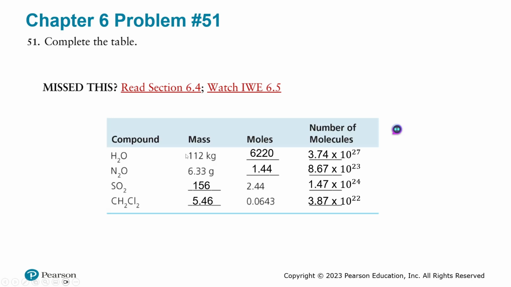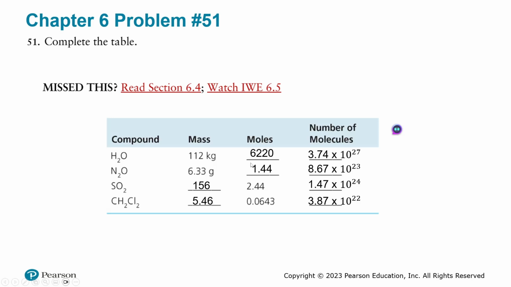So if we do this, the first thing you want to notice is our molar mass is always in grams per mole. We have kilograms of mass units. So we're going to want to convert this to grams by dividing or multiplying by 1,000. Remember, there's 1,000 grams in every kilogram. So there has to be 112,000 grams in 112 kilograms.